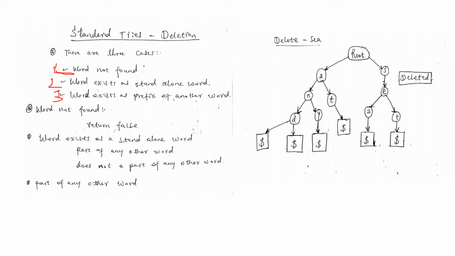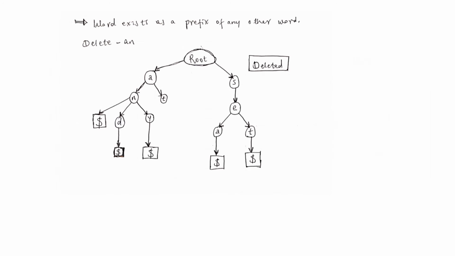On the first slide, I mentioned searching for C; now deleting C from this structure. You can see from this that it is deleted. Also, word exists as a prefix of another word. Delete an. "An" exists as a prefix. You can see from this. This one is an operation of deletion.